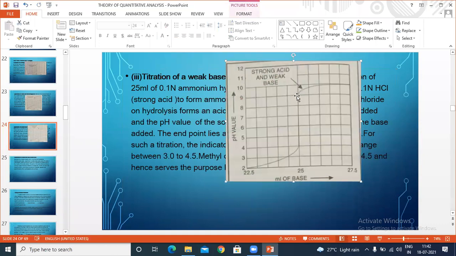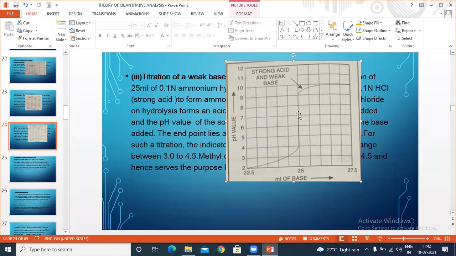Even though we observed in this line an increase in the pH from 3.5 to around 9 or 9.5, complete neutralization takes place only in between 3 to 4.5. When it reaches 7, neutralization is completely finished between ammonium hydroxide and HCl. So we have to find an indicator which can work in that pH range only, 3 to 4.5, the neutralization pH for weak base versus strong acid.